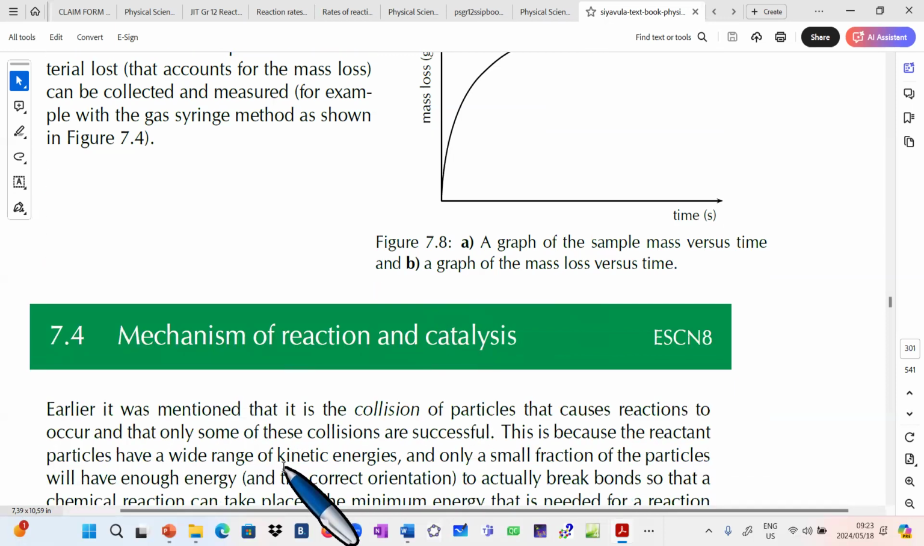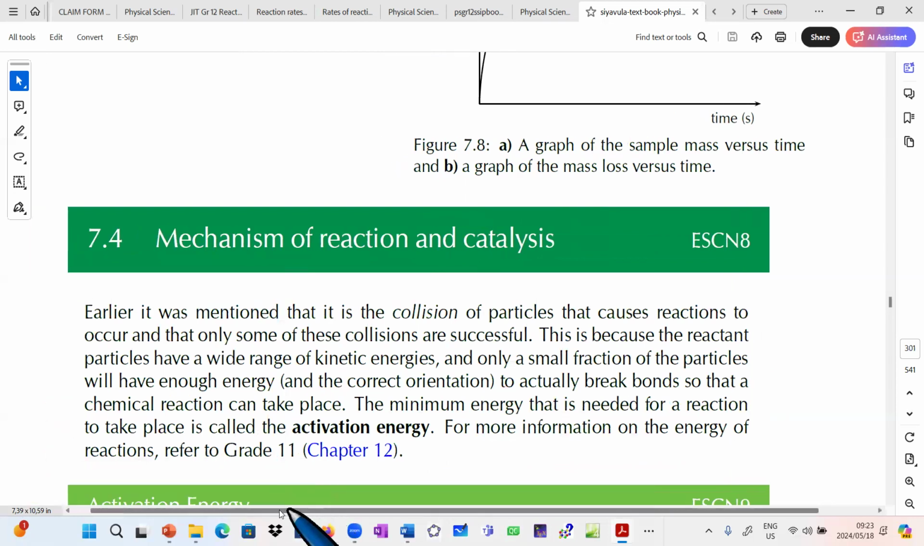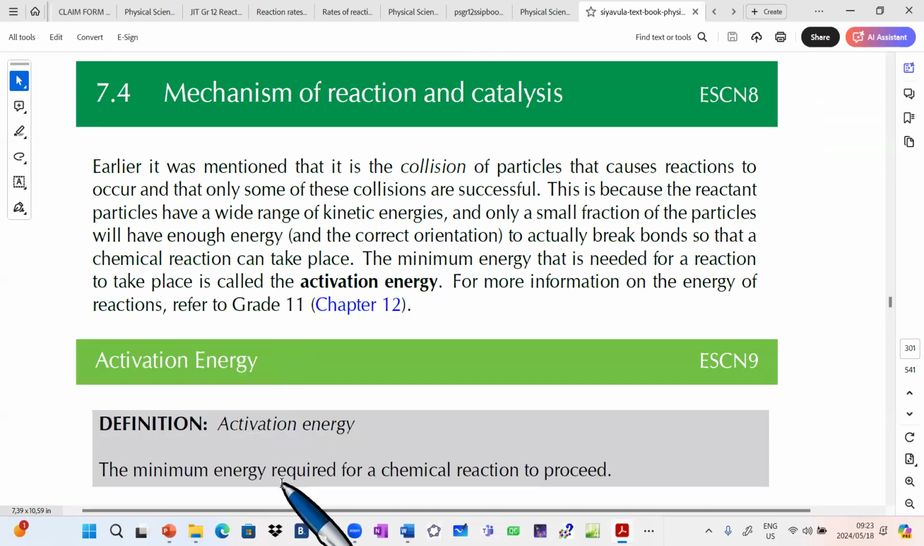Mechanism of reaction and catalysis. Earlier it was mentioned that it is the collision of particles that causes reactions to occur, and that only some of these collisions are successful. This is because the reactant particles have a wide range of kinetic energies, and only a small fraction of particles will have enough energy and the correct orientation to actually break bonds so that the chemical reaction can take place.